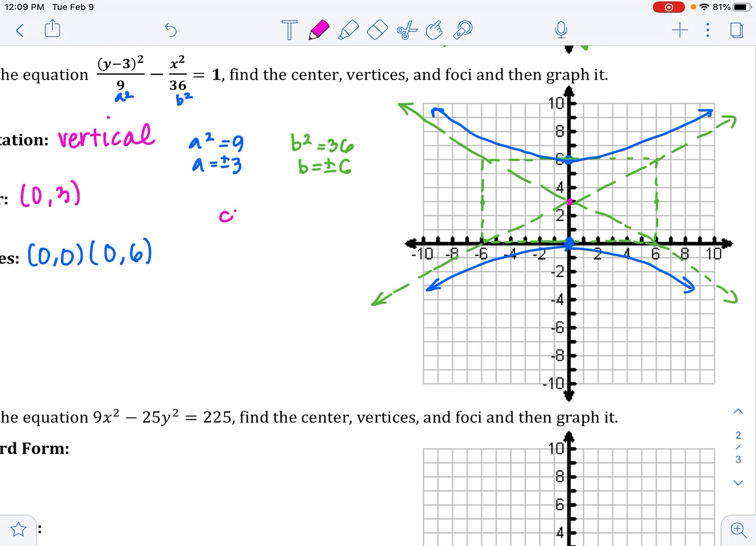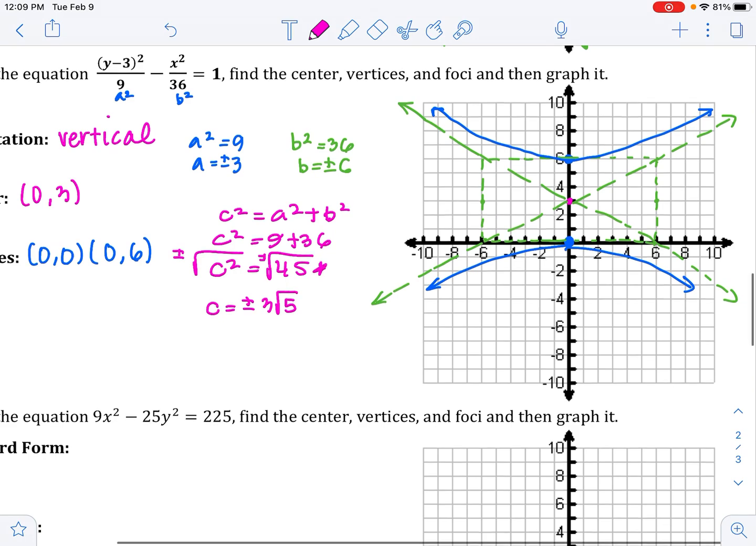All right, now I need my foci. My foci are c units from my center, where c squared is equal to a squared plus b squared. So c squared is equal to 9 plus 36. C squared is equal to 45. Square root, plus or minus. So I have c is equal to plus or minus, 9 goes in there 5 times, so 3 root 5. I need a decimal approximation of this. This is a little bit less than root 49, which is 7. So this is 6 point something.